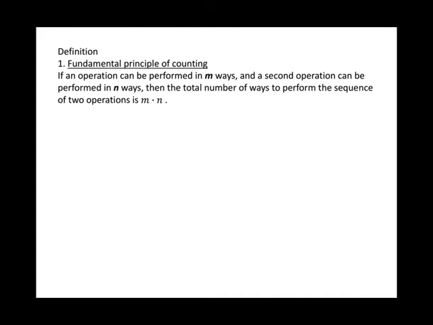Definition: fundamental principle of counting. If an operation can be performed in m ways and a second operation can be performed in n ways, then the total number of ways to perform the sequence of two operations is m times n. So if we have m ways and n ways, and we want to find out the total number of ways to perform, you just need to multiply them together.